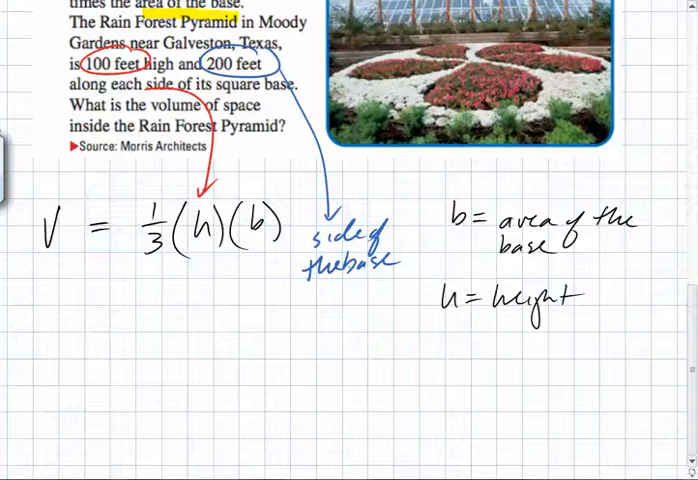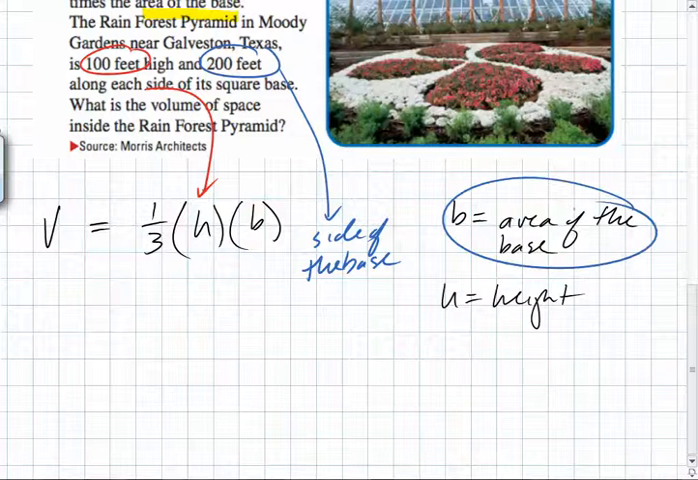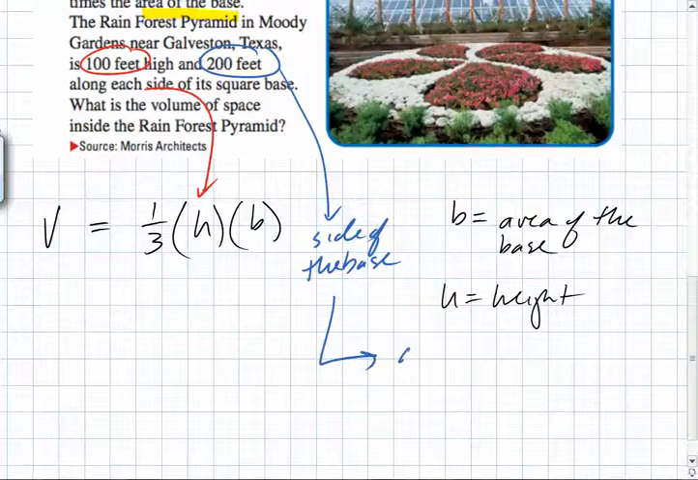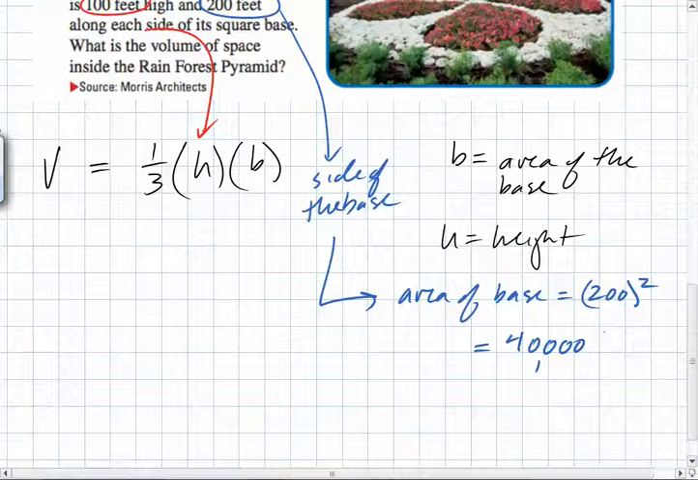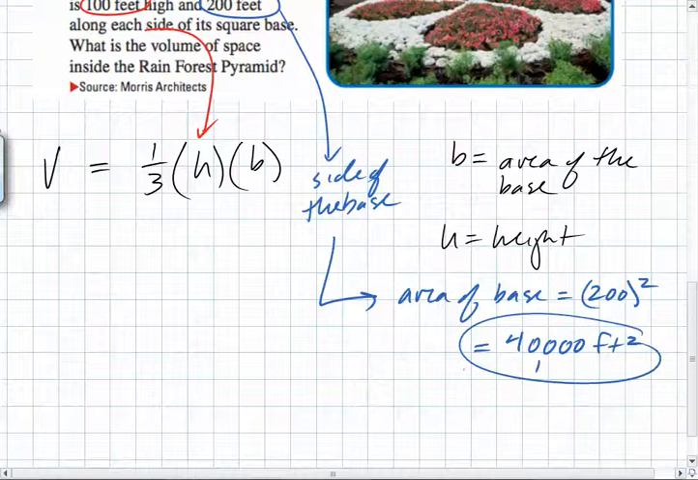Is that what the formula is here? The formula is for the area of the base. So if you have the side of the base, how do you get the area of the base? The area of the base is going to be equal to 200 times 200, which is 200 squared. So the area of the base is 4 with how many zeros? Yep, 1, 2, 3, 4. So it's 40,000. What's the units on that? Feet squared, exactly.